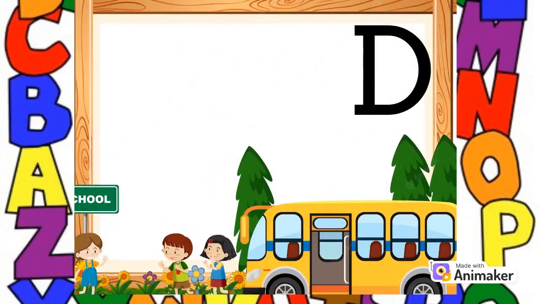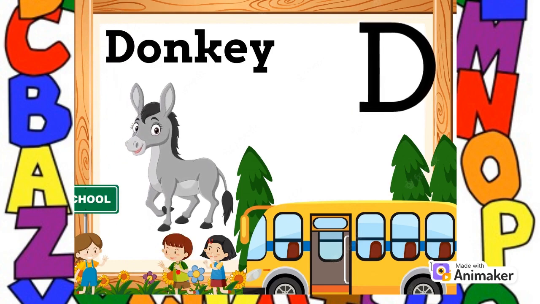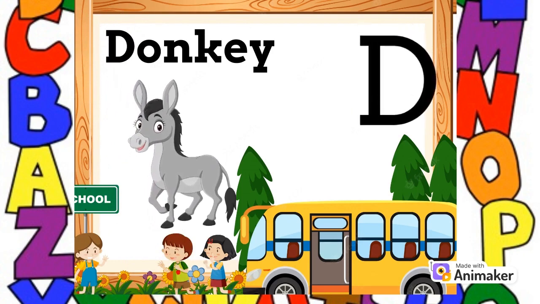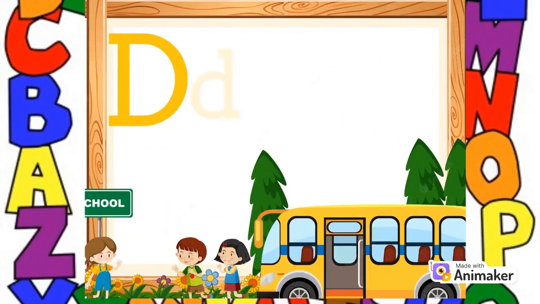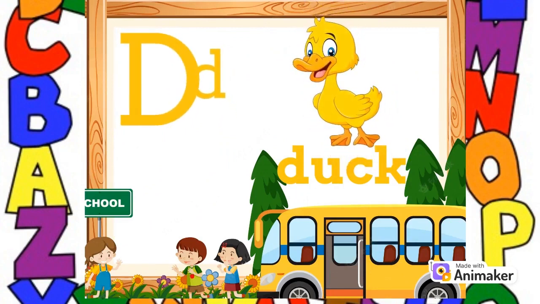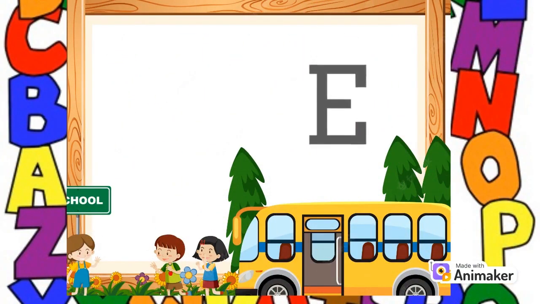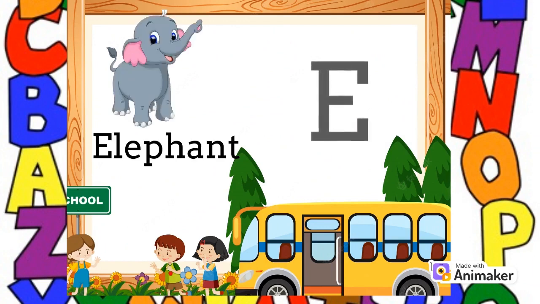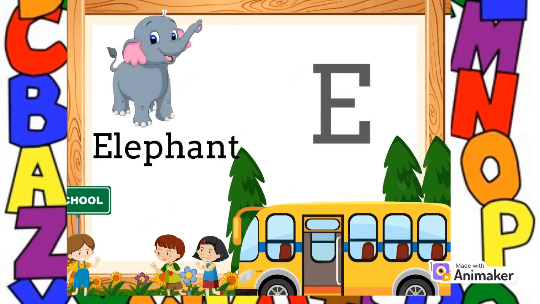D. Capital D. D for donkey. D. O. N. K. E. Y. Donkey. D. Capital D. Small d. D for duck. D. U. C. K. Duck. E. Capital E. E for elephant. E. L. E. P. H. A. N. T. Elephant.